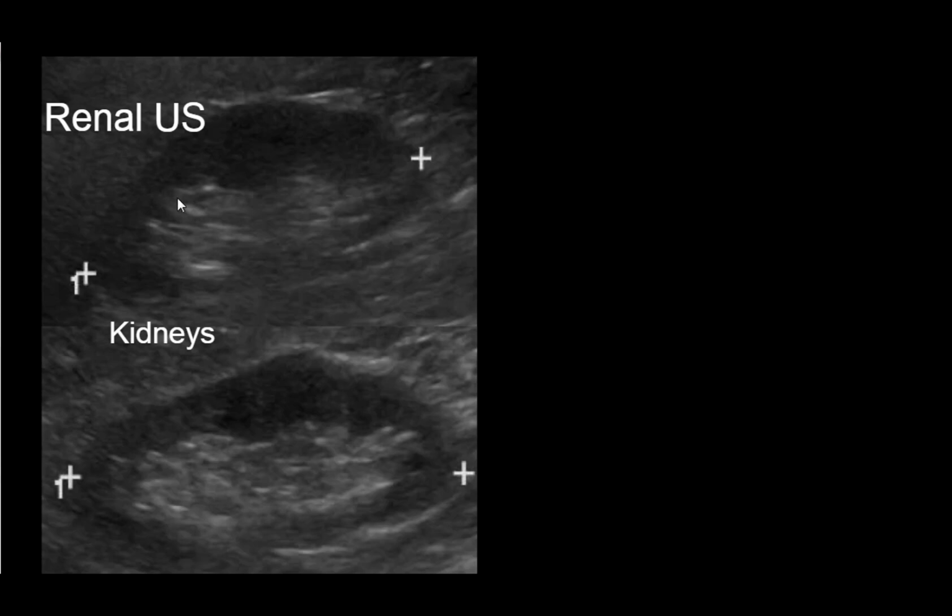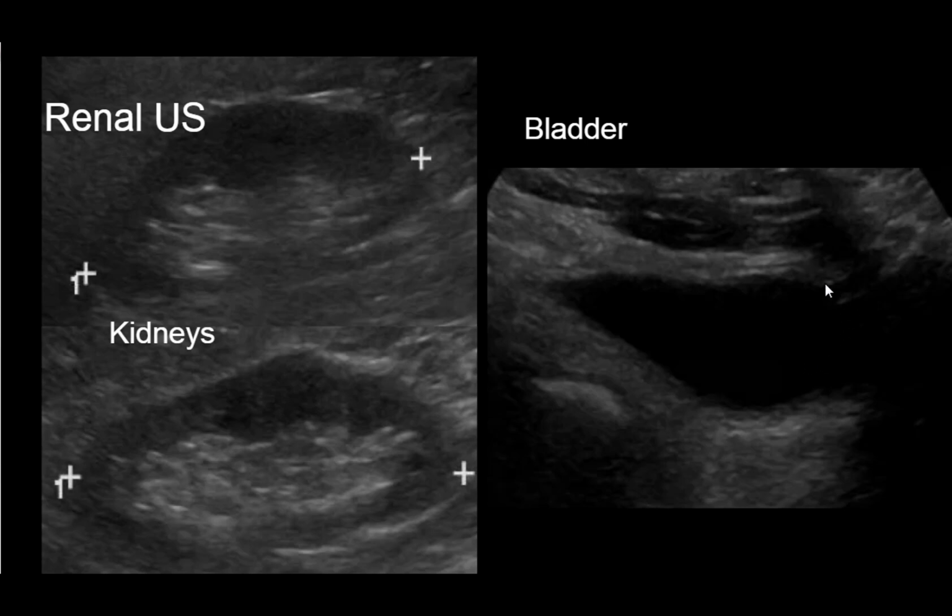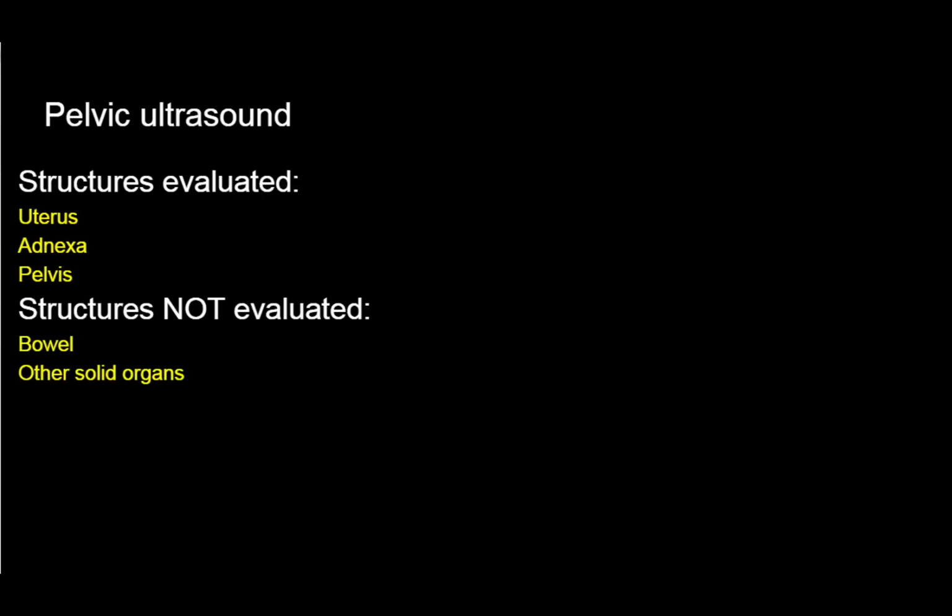Here's an example of the kidneys. So we have the right kidney and then the left kidney. This is the normal fat in the renal sinus. This is the normal parenchyma, this hypoechoic dark band, and both of these demonstrate normal kidneys. This is an image of the bladder. This is done transabdominally. This is a moderately decompressed bladder. This is the normal bladder ultrasound.